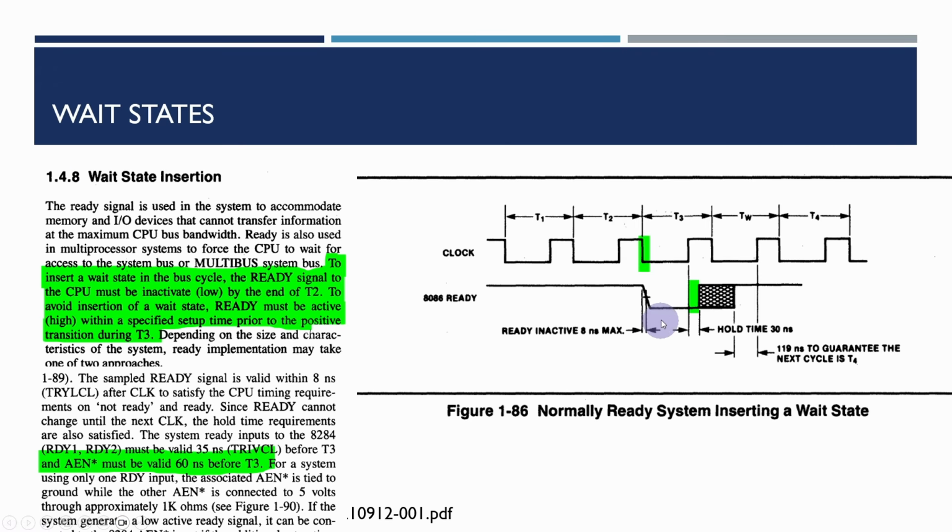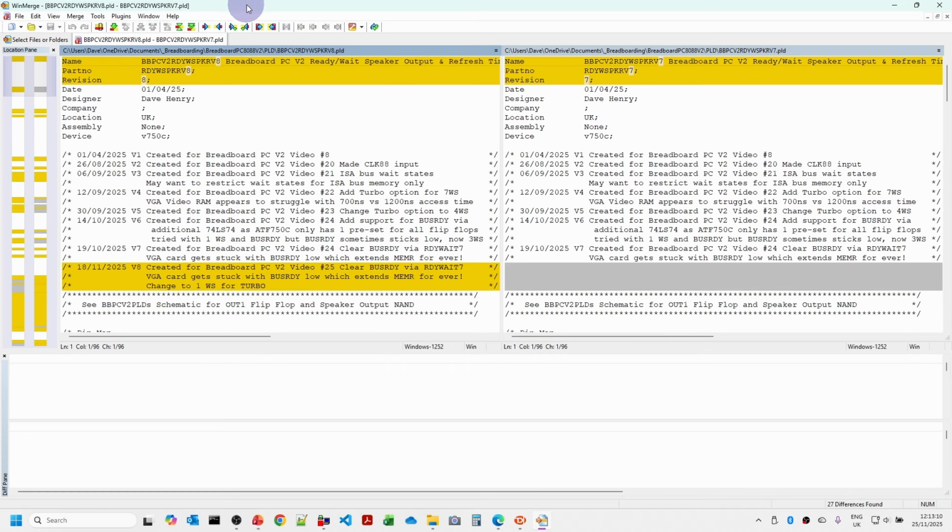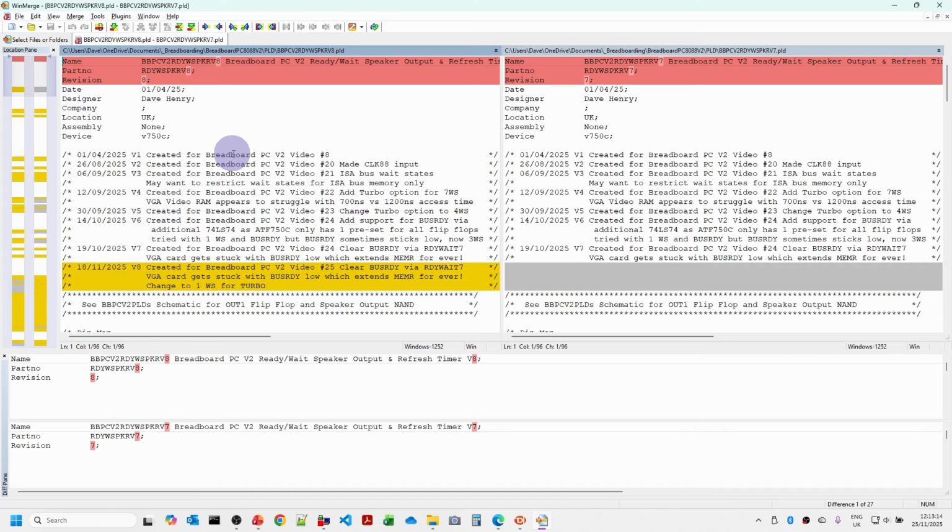And in fact, the wait states you can see here with the T1, T2, T3, the wait states, the ready line on the CPU needs to be low on this rising edge here. So in going through all this sort of stuff, I've gone through and modified the various PLDs. If we have a look at the PLD changes, this is comparing the version 7 from the previous video with version 8 for this one.